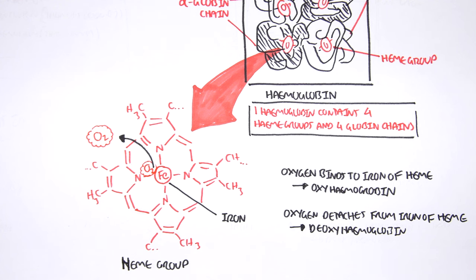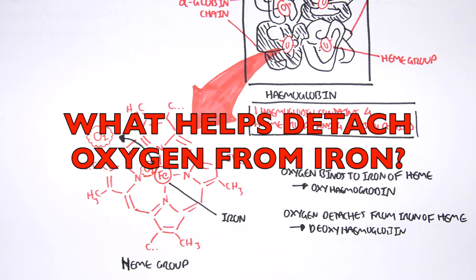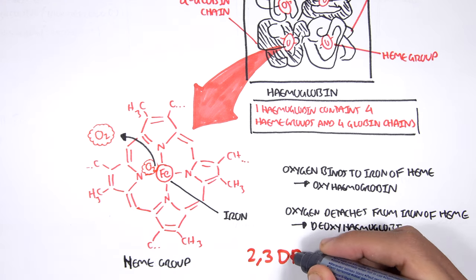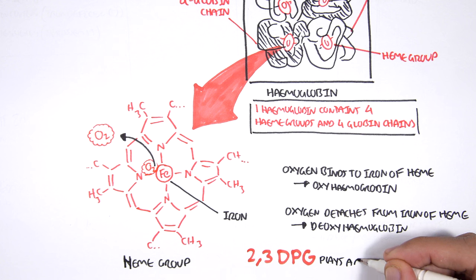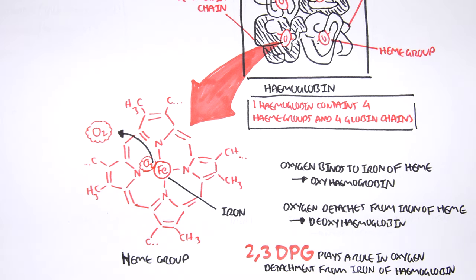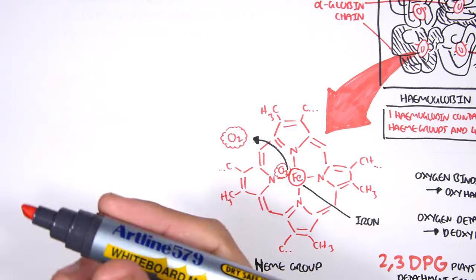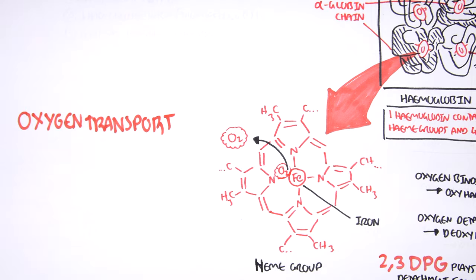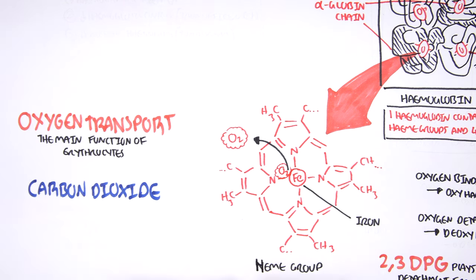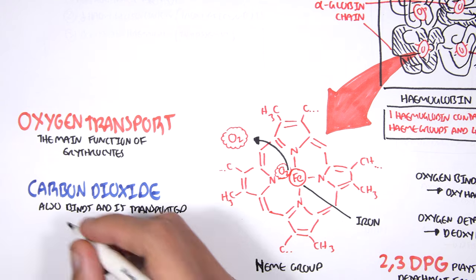Now, what helps detach oxygen from the iron is the principle of partial pressure, but also the help of a chemical known as 2,3-diphosphoglycerate or bisphosphoglycerate, which plays an important role in oxygen detachment from iron of the hemoglobin. To simplify it, 2,3-DPG plays a role in oxygen affinity for iron. And as I mentioned, oxygen transport is the main function of erythrocytes. But carbon dioxide can also bind onto the hemoglobin of red blood cells and can be transported this way.